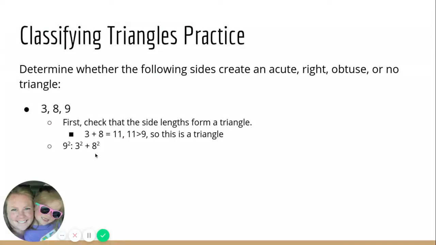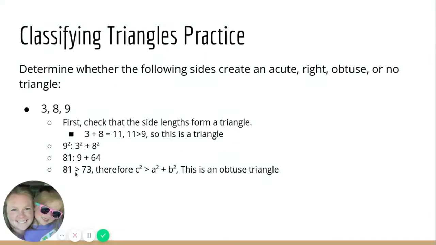So I've got everything with the squared, and I'm going to go ahead and square everything. So 9 squared is 81, 3 squared is 9, and 8 squared is 64. Add these two right here together, and you get 73. 81 was c squared, and 81 is greater than 73. That means c squared is greater than a squared plus b squared. And you can reference your notes back from the previous slide, because I know this is all new. But since c squared is greater than a squared plus b squared, this is an obtuse triangle.